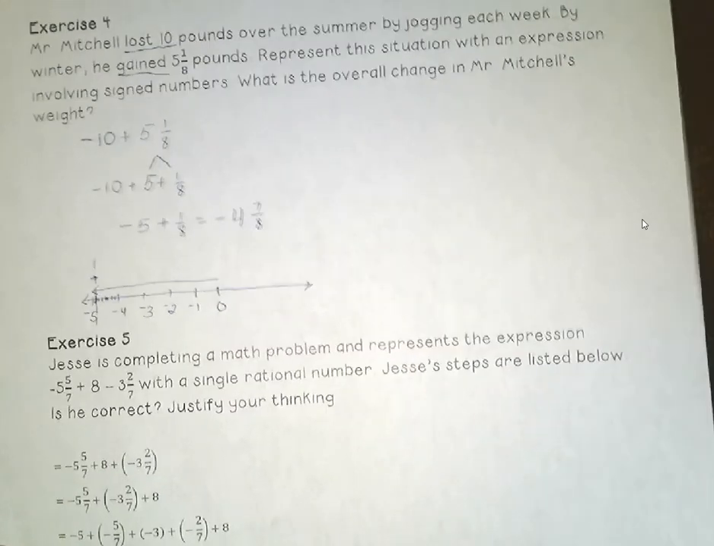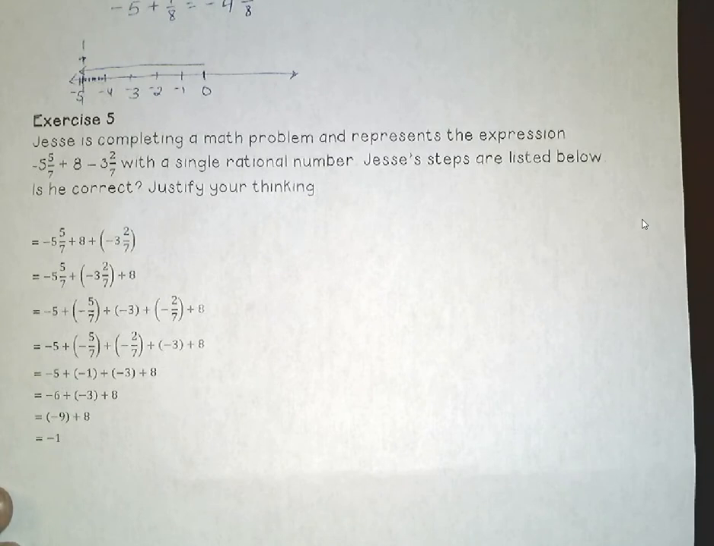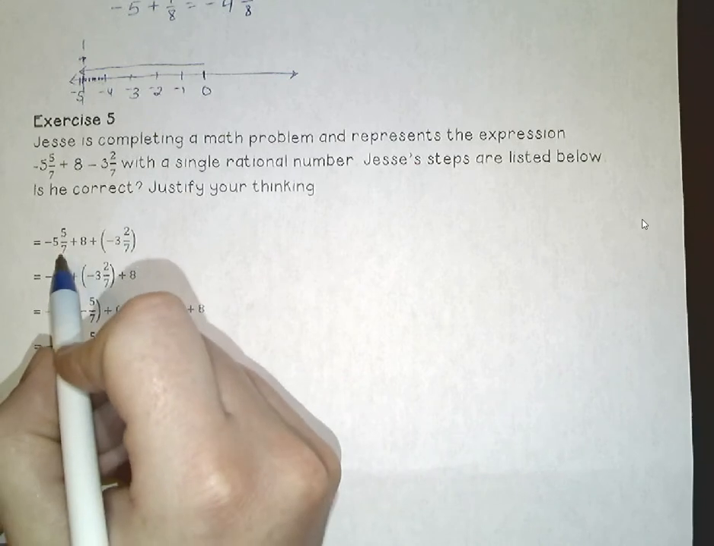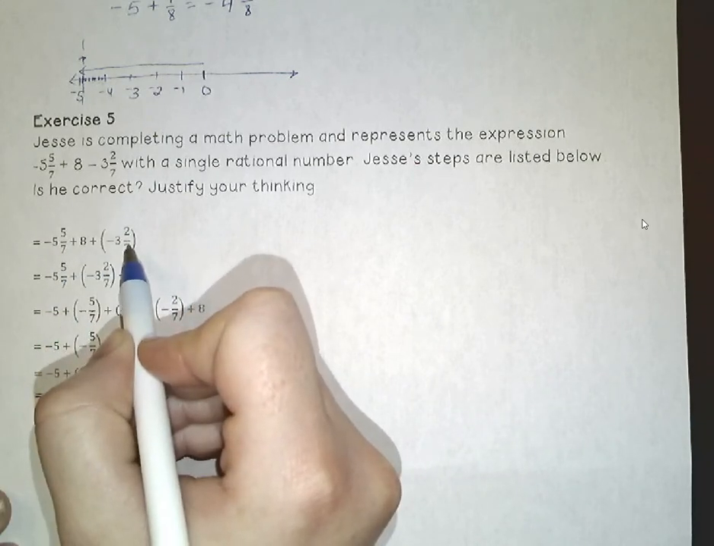Okay, last exercise here. Jesse is completing a math problem, and represents the expression negative 5 and 5/7 plus 8 minus 3 and 2/7 with a single rational number. Jesse's steps are listed below. Is she correct? Or is he correct? Justify your thinking. Okay, so we have negative 5 and 5/7 plus 8 plus negative 3 and 2/7.